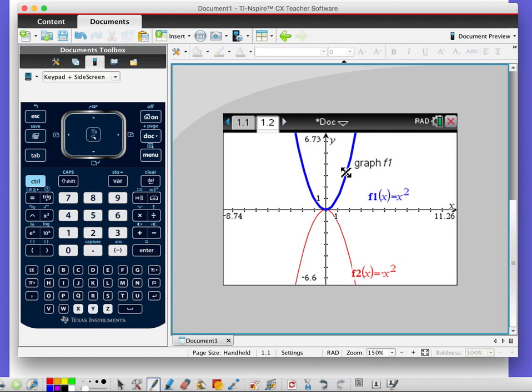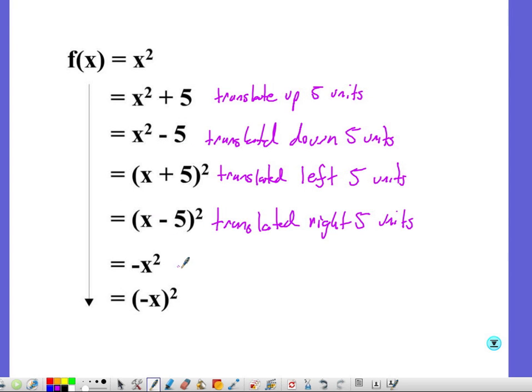Well, notice that the red graph is basically flipped across the x-axis. So it's flipped across the x-axis. The x-axis acts like a mirror, and it's basically reflecting the parabola, the blue parabola. The red parabola is a mirror image of the blue parabola across the x-axis. So the way we want to write this is that it is reflected across the x-axis.